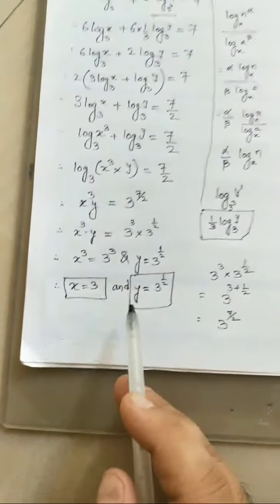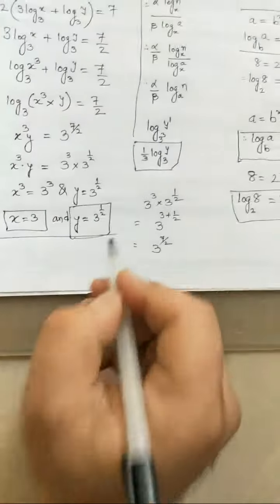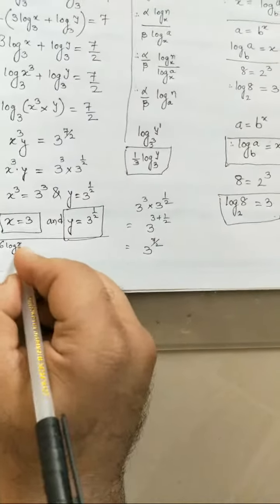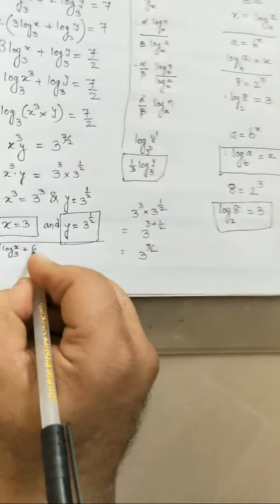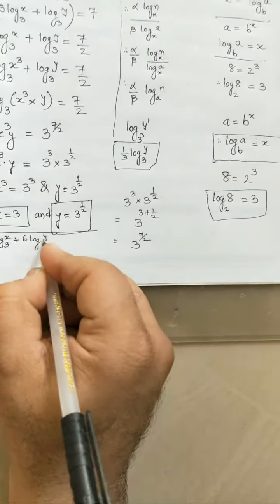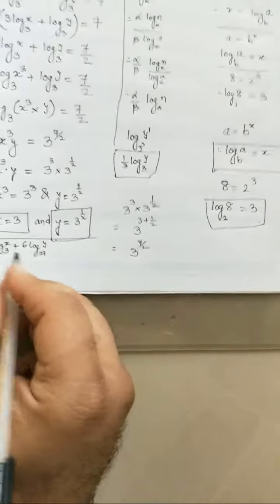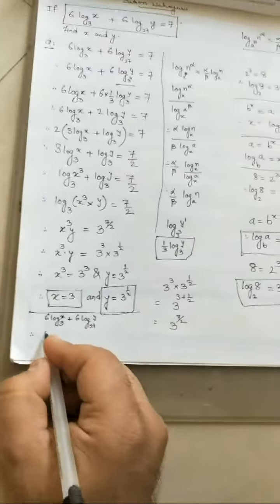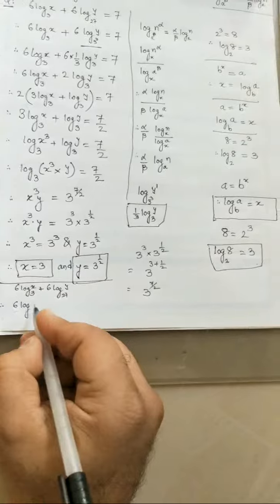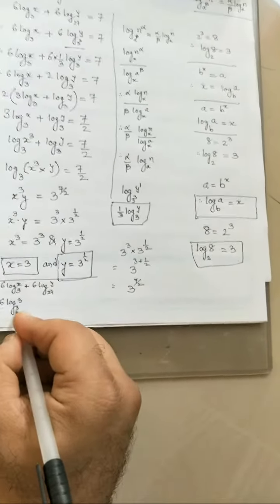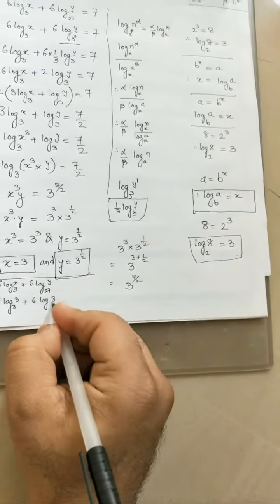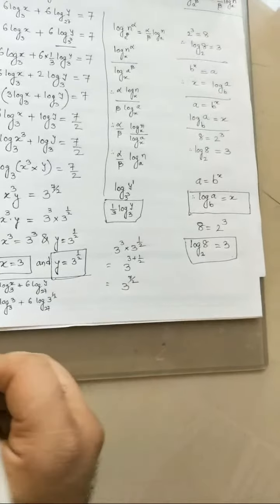So your value of x is equal to 3 and y is equal to 3 raised to 1 by 2. You can cross verify. Your question was 6 log x to the base 3 plus 6 log y to the base 27. You needed to prove that this is equal to 7. So let's cross verify. We have got the values now. x is equal to 3. We will put 3 here plus 6 log, and y is 3 raised to 1 by 2 and the base is 27.